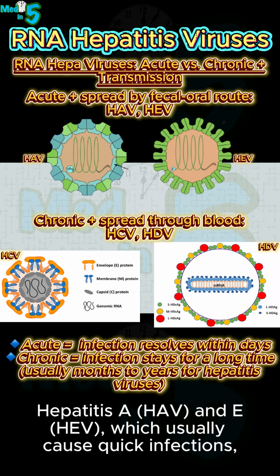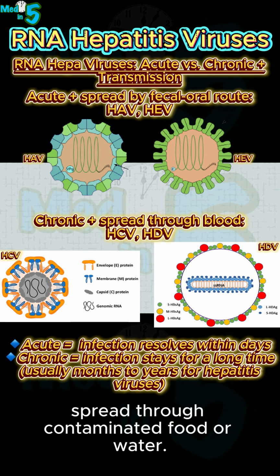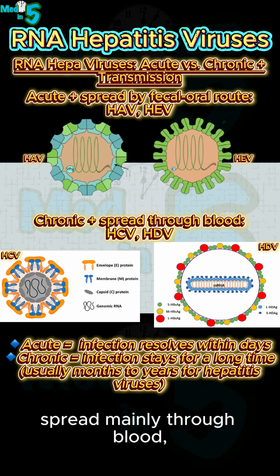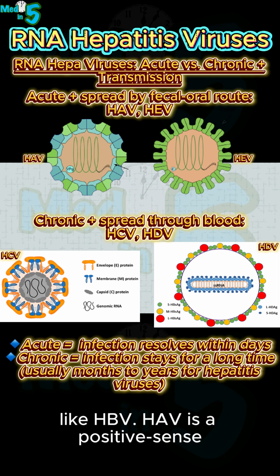Hepatitis A and E, which usually cause quick infections, spread through contaminated food or water. Hepatitis C and D, which often become persistent, spread mainly through blood, like HBV.